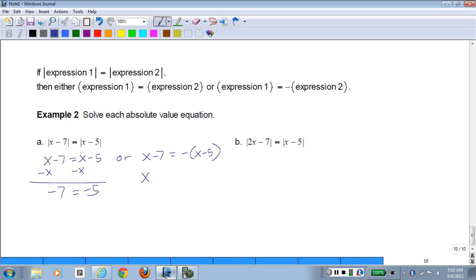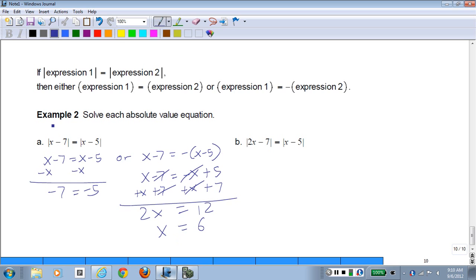But over here, we get x minus 7 equals -x plus 5. So we can add x to both sides, and we can add 7 to both sides, and get 2x equals 12. So maybe x equals what? 6. 6 minus 7, that would be the absolute value of -1. 6 minus 5, that would be the absolute value of +1. So whereas the expressions inside the absolute value bars are not equal, their absolute values are both equal to 1. So 6 makes it true.